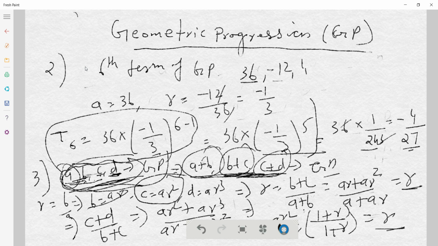As we move forward, r will become r squared, then r to the power 3, then r to the power 4. Now we divided these two and got a value of r. Then we divided these two, and we got the value of r as well. So we got a common ratio between a plus b, b plus c, and c plus d. So we can say that these numbers are in GP. That's how we can work it out.